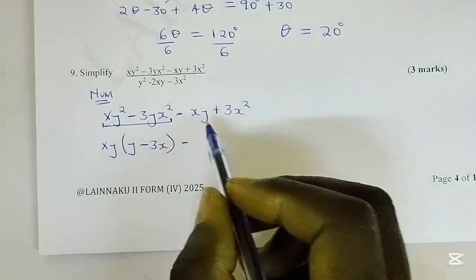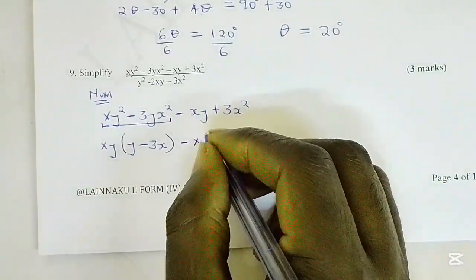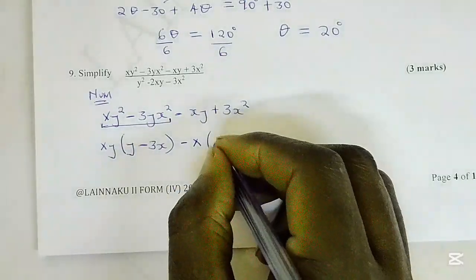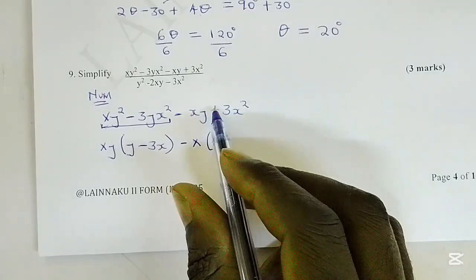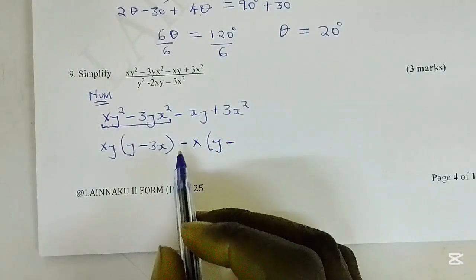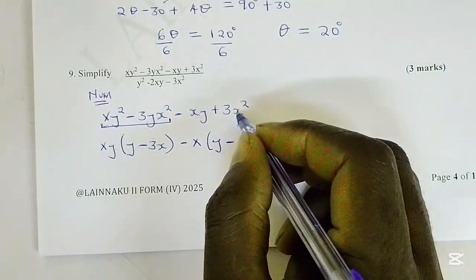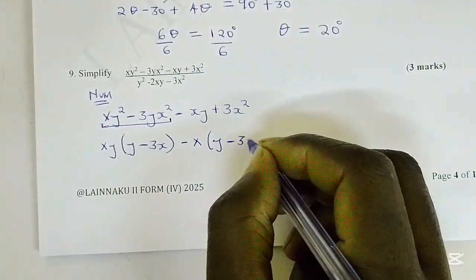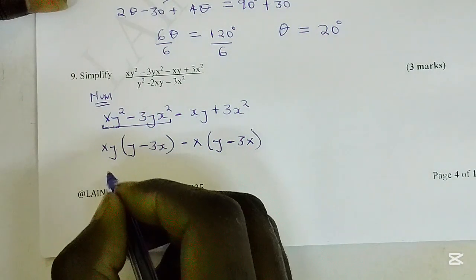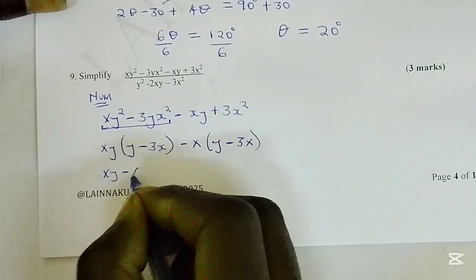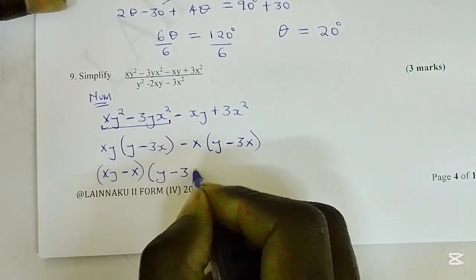Then minus, common here we have x. So when you factor out x, here you remain with y. Then here, for us to get this positive, you have to have negative here. So negative gives us positive. So then here, after you factor out x, you remain with 3x. So it means we are going to factorize out as xy minus x, then into the bracket y minus 3x.